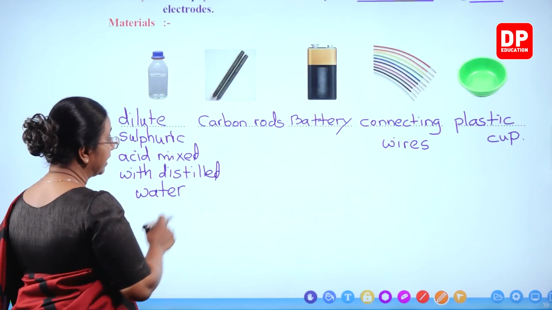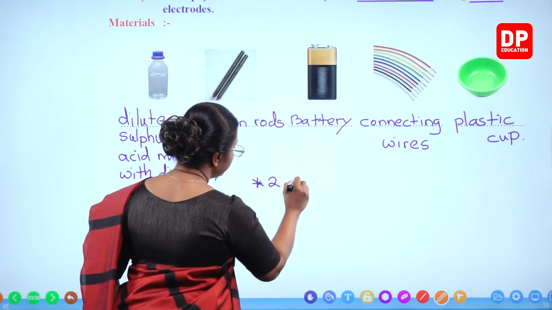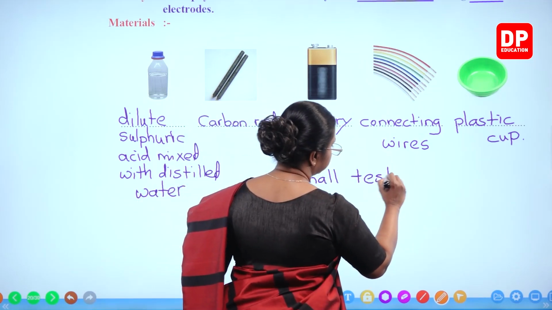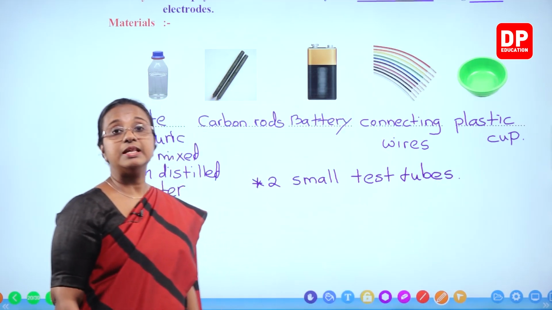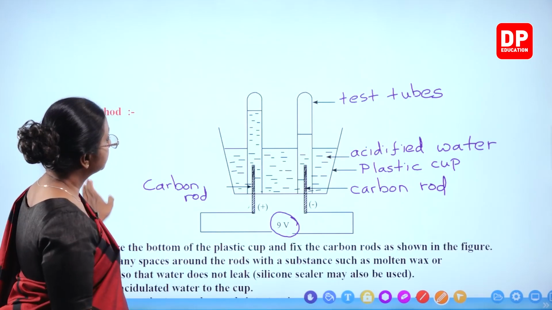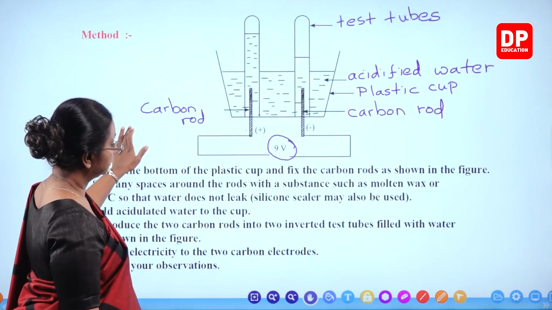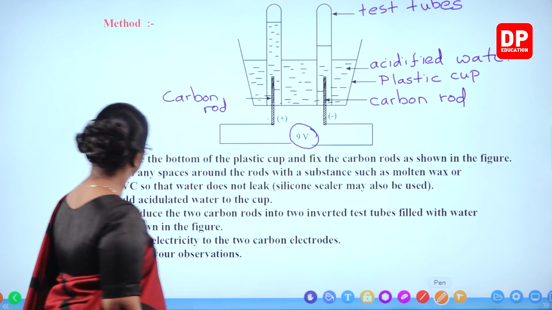So I will go back here. You need to have 2 small test tubes. That is also needed for the activity. So this is how we prepare the setup. You can look at the procedure.